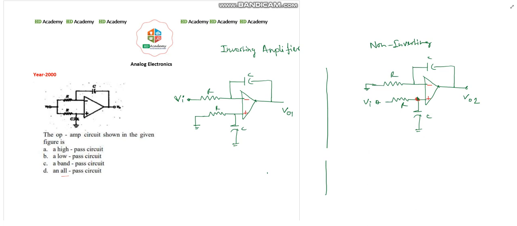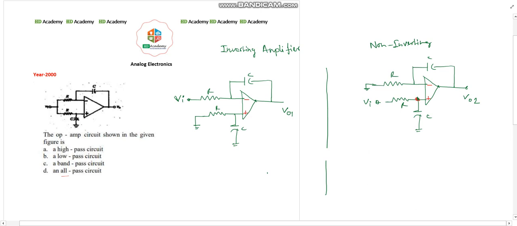In this video, we'll discuss an engineering services previous year's question, and this question is from analog electronics in the year 2000. The question is: the op-amp circuit shown in the given figure is a high pass circuit, low pass circuit, band pass circuit, or all pass circuit. So we have to find which circuit it is.